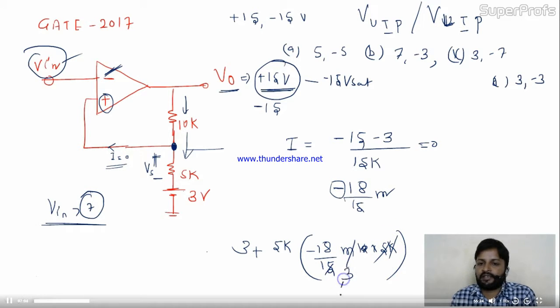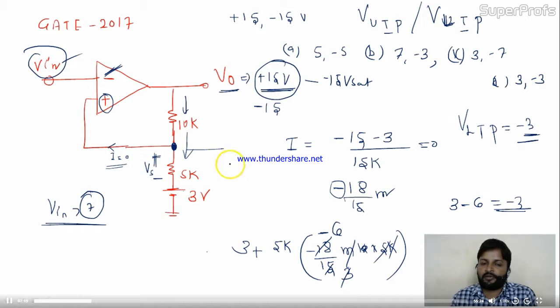5 3s are 15, and 3 6 times. So the voltage is 3 minus 6 minus 3. So the lower threshold point V should be minus 3. So your overall answer is 7 and minus 3.